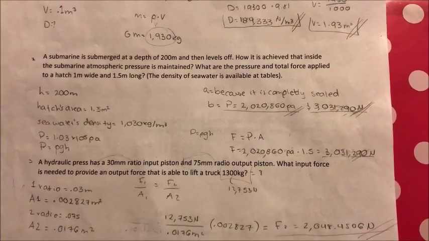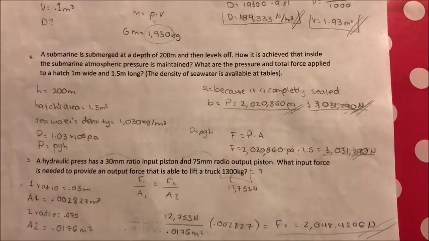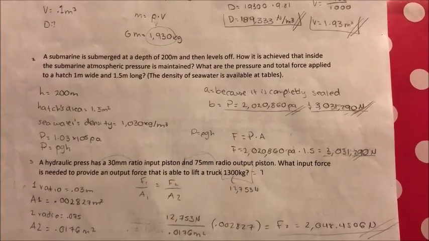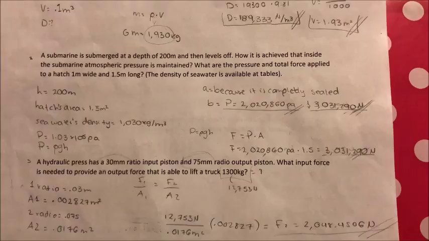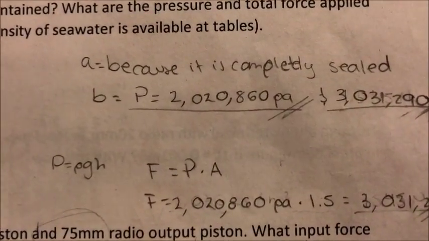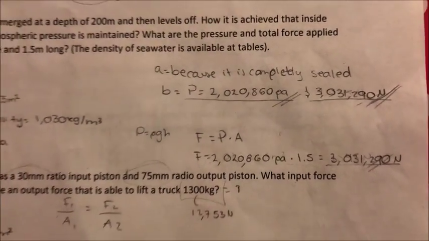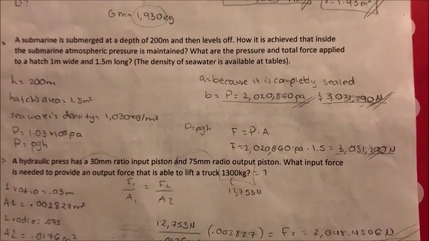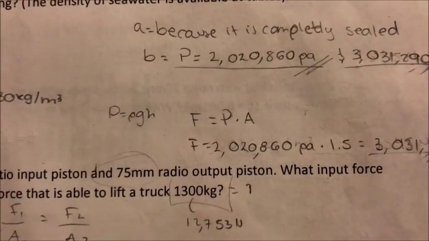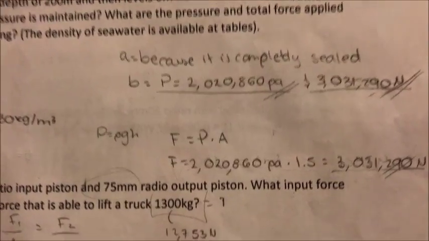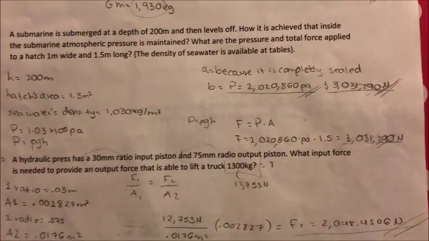And we're going to use the formula: pressure is equal to density times gravity times height. We know the density, we know the gravity, and we know the height. So the pressure is this one. For the force, we're going to use this formula. Force equals pressure times area. We have the pressure, that is this one, and we have also the area, that was 1.5 meters square.